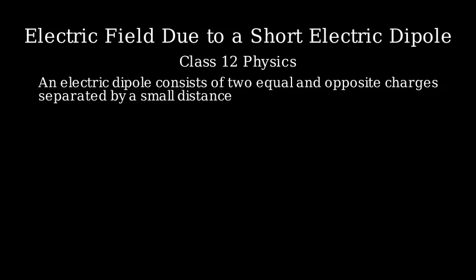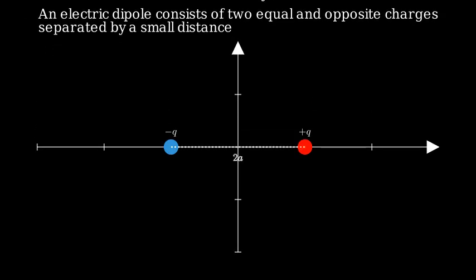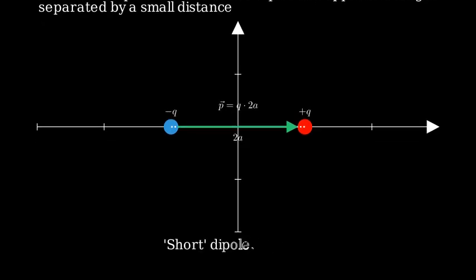Let's first understand what an electric dipole looks like. Here we have two charges, a positive charge +q and a negative charge -q, separated by a distance 2a. The dipole moment vector p points from the negative charge to the positive charge and has a magnitude of q times 2a, which is the product of the charge and the separation distance. Note that when we say short electric dipole, we mean that the distance 2a is very small compared to the distance from the dipole to the point where we're calculating the field.